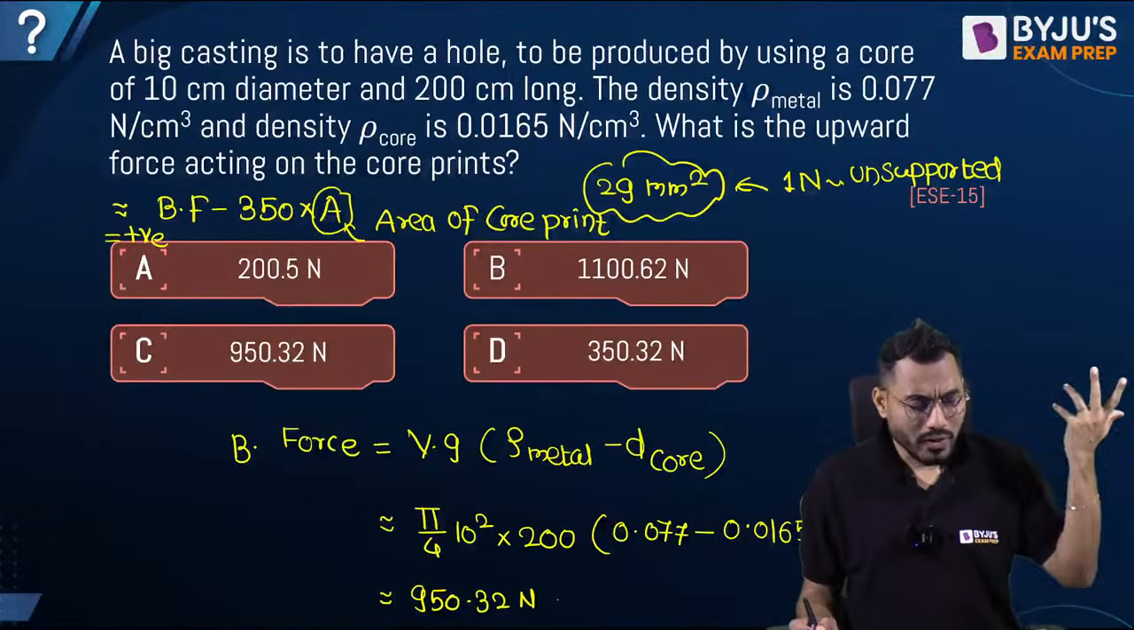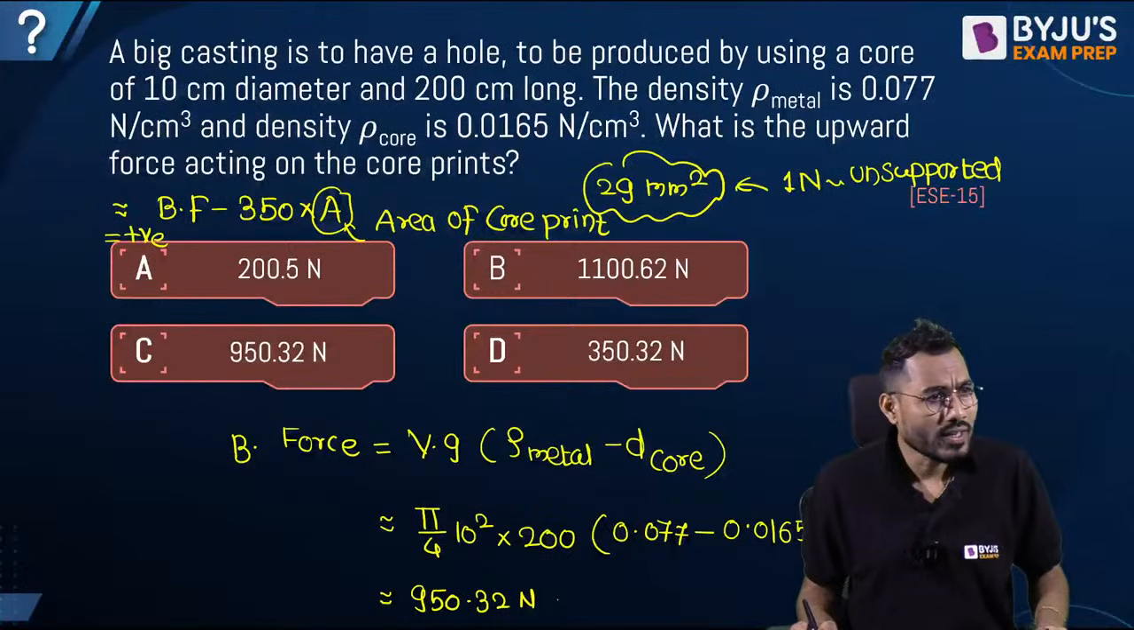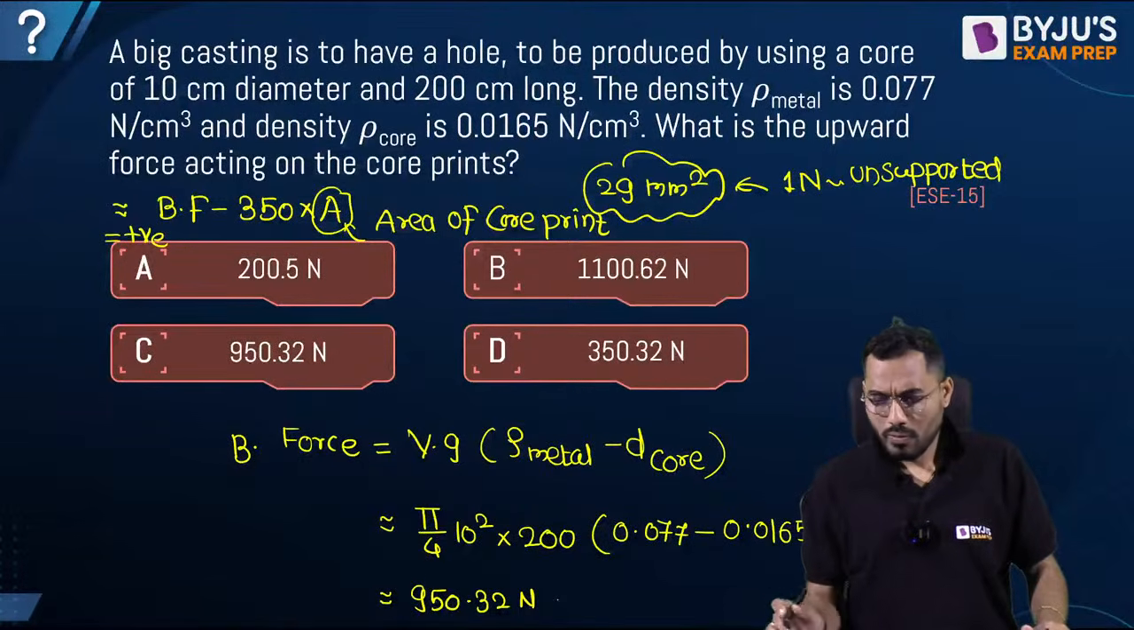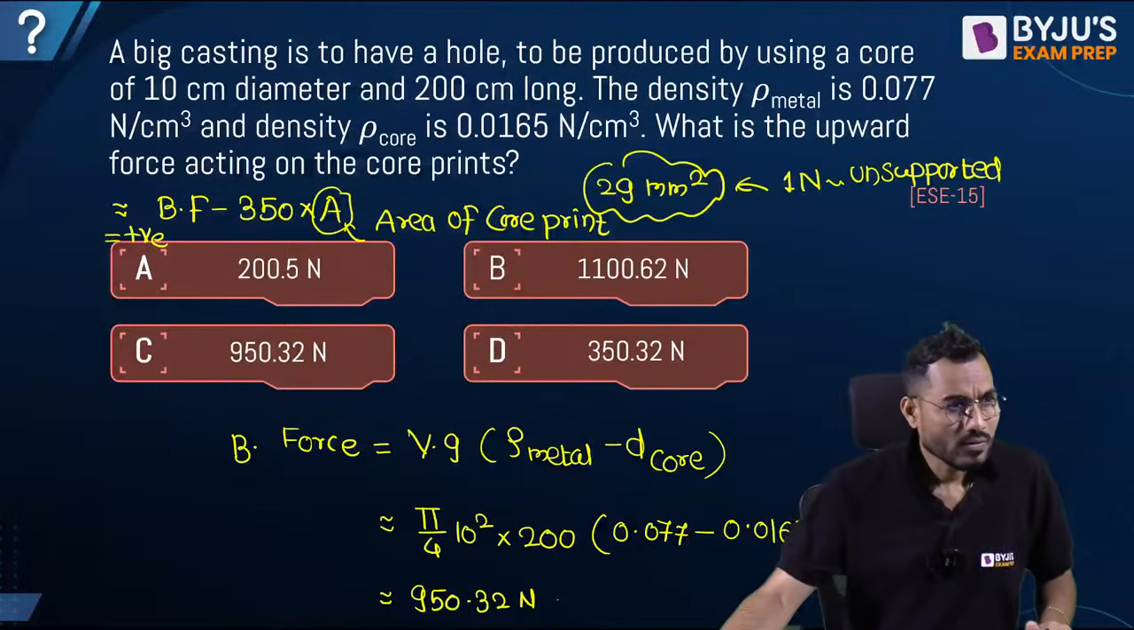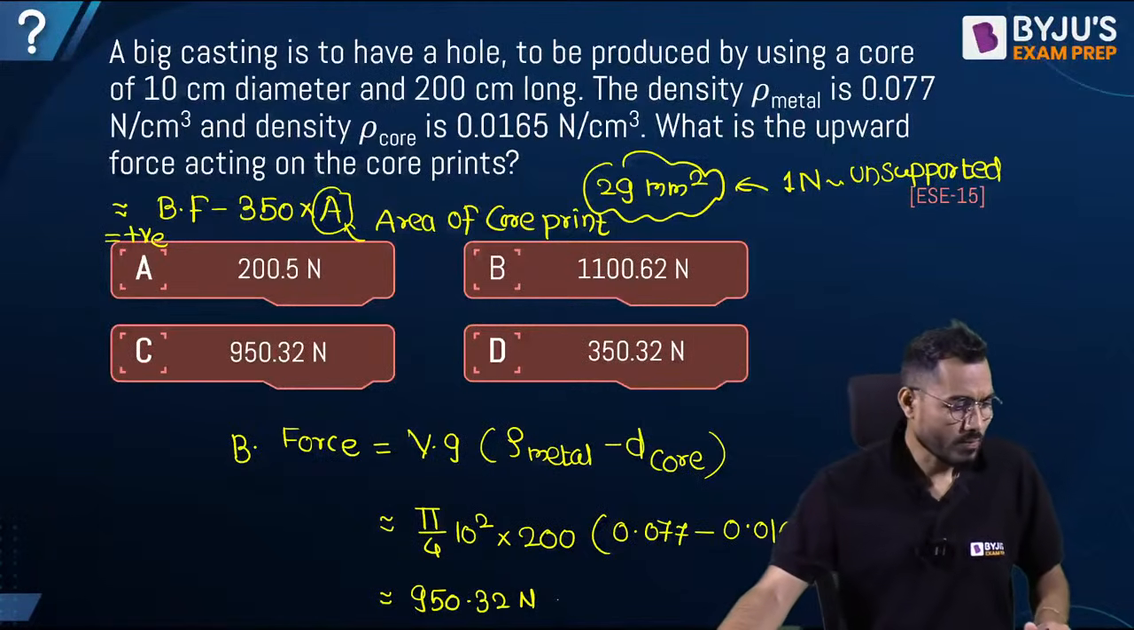Unit of area is what? Millimeter square. Millimeter has to be considered. Yes, 29 millimeter square. Super. Absolutely, Mohit. Yes, very correct.